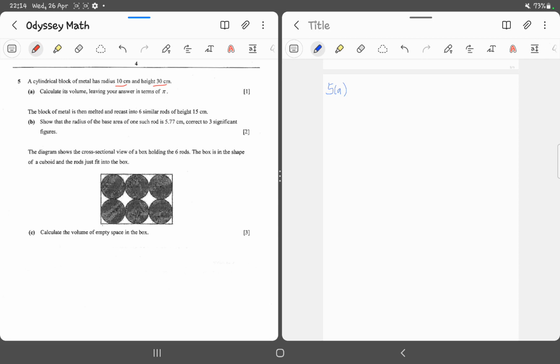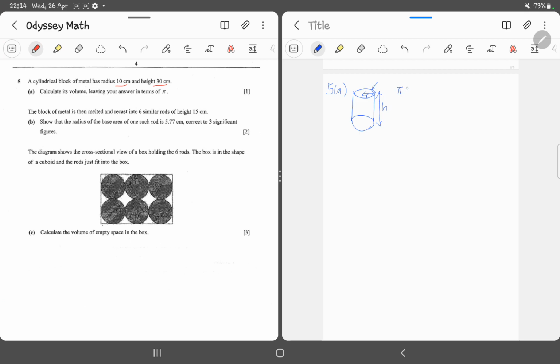So how do you calculate the volume of a cylindrical block of metal? What you do is you take the base area, which in this case is the area of a circle, right? Because a cylindrical block of metal is actually in this form. So this base area is in the form of a circle. So this will be my radius r, correct? In that case, this will be my height of the cylindrical block of metal.